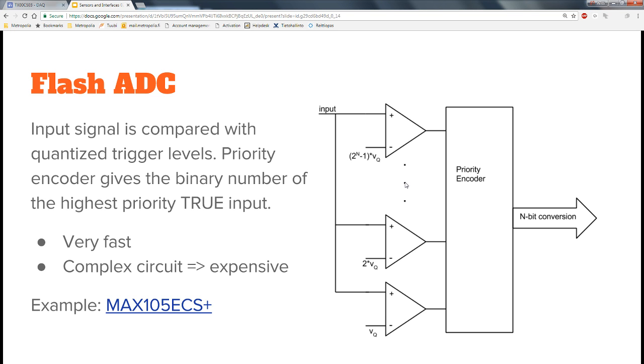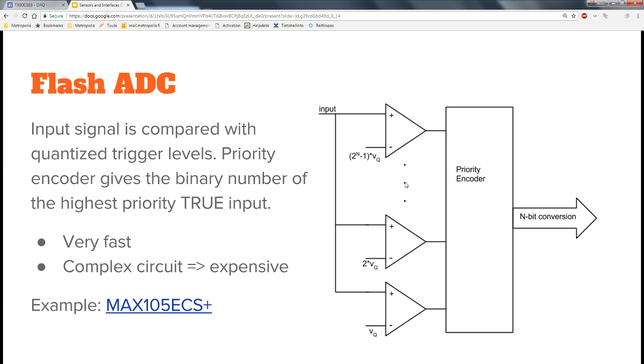After that, you just need a priority encoder which gives 8-bit precision. Within 8 bits, it gives what was the highest comparator going high. Okay, easy. Yeah, that's also a pain for the silicon engineer to design. So these are precision comparators in one single chip.